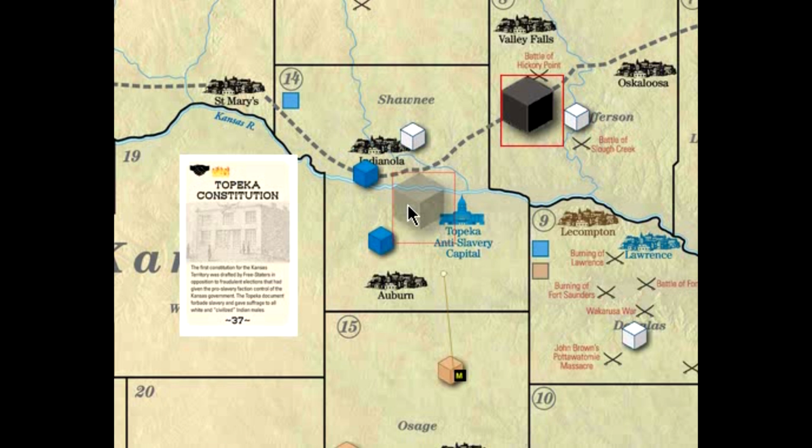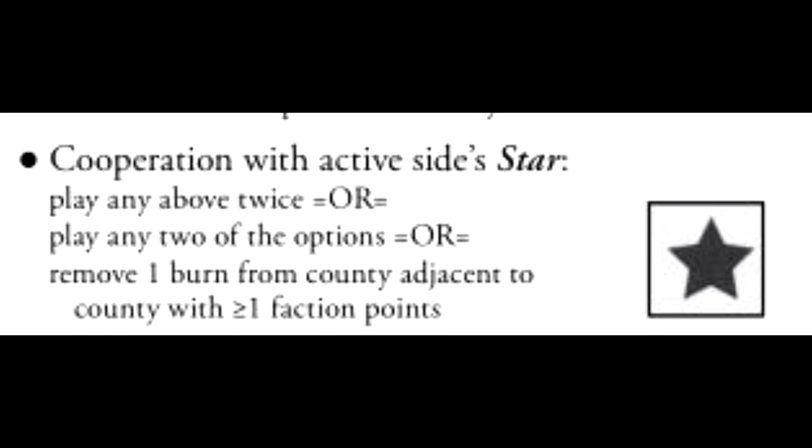Now, if you were to use the faction star and play the two cooperation symbols, you can do any of the above twice, or a burn marker can be removed from a county adjacent to a county with a faction point. So you don't have to be in that county to remove the burn marker.